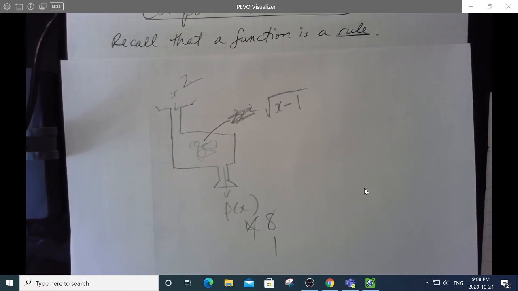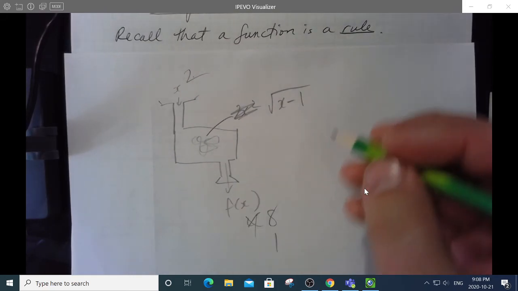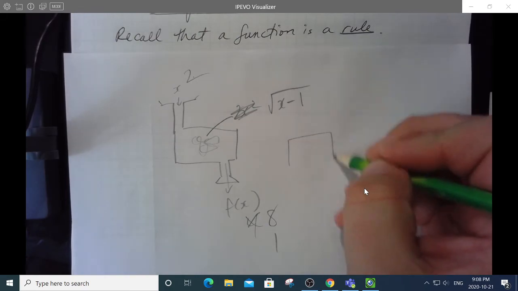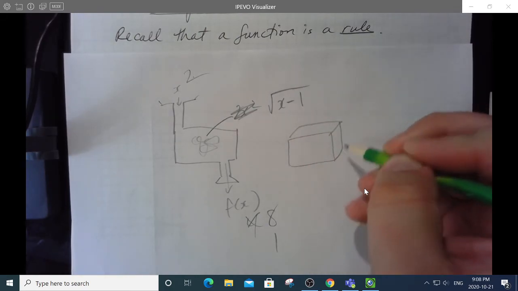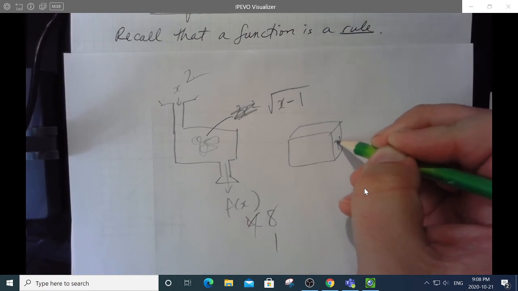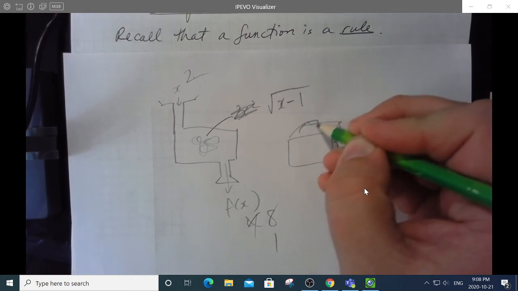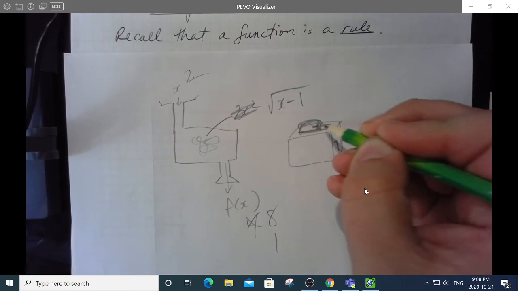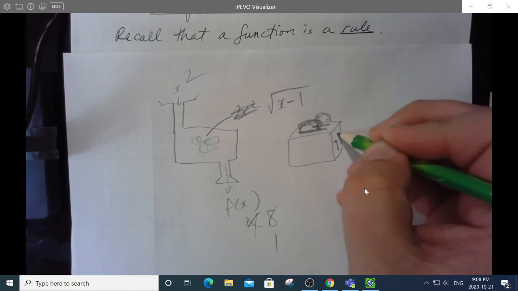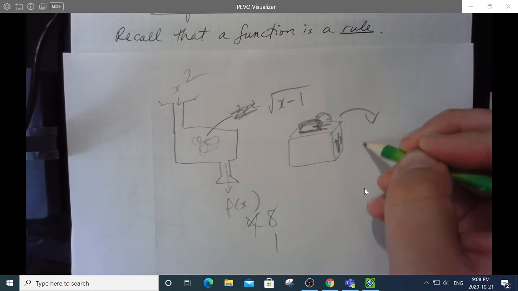To me, a function's kind of like a toaster. You put in bread, and you push down the little levers. Wow, I can't draw bread, I just realized. You put in bread, and then you push down the levers, and out comes toast.